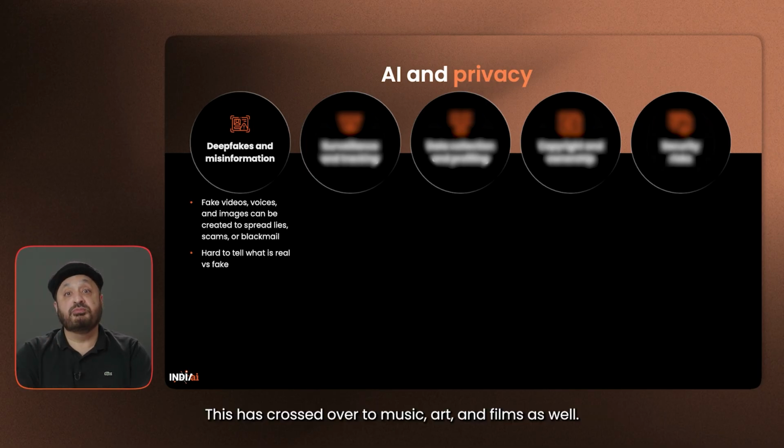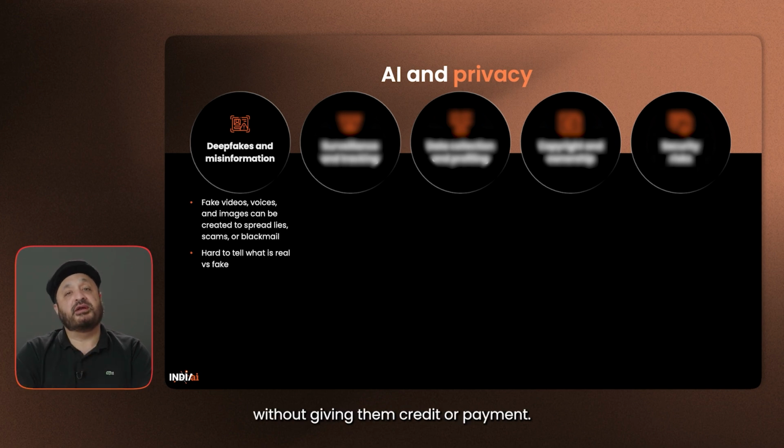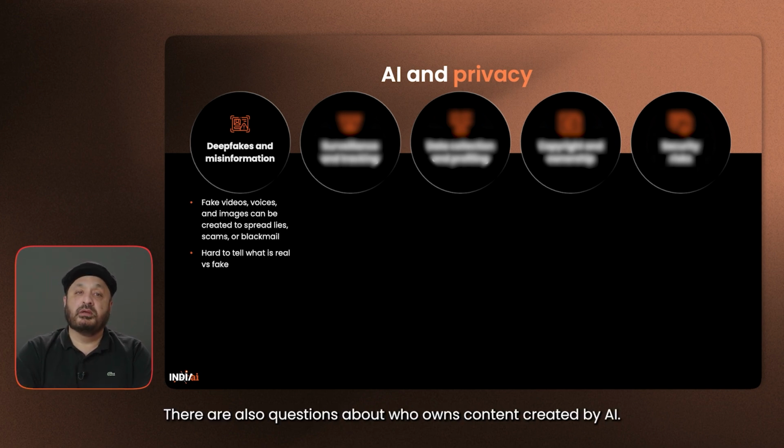This has crossed over to music, to art, and films as well. AI is now able to seamlessly copy content from writers, artists, or musicians without giving them credit or payment. There are also questions about who owns content created by AI.